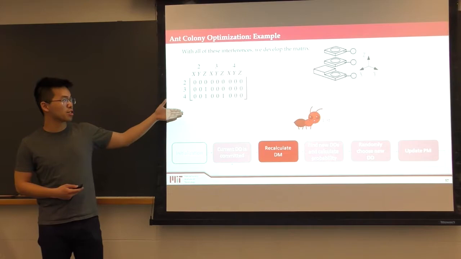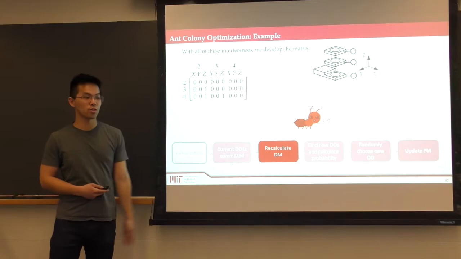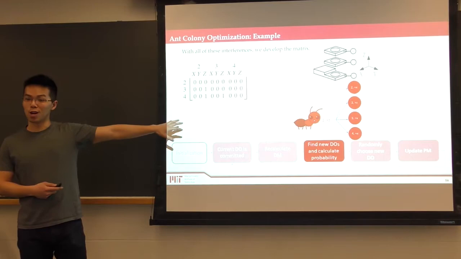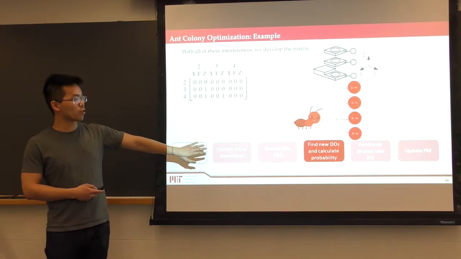And based on these new constraints that each of these parts have, we see a bunch of columns of zeros, a bunch of rows of zeros, right? We can find a new set of DOs that this ant can travel to. Of course, there's actually more than four options. I chose only four options here for the sake of it not looking too messy. And based on these four options, we can calculate the probability. And this is the part where everyone's eyes glaze over.